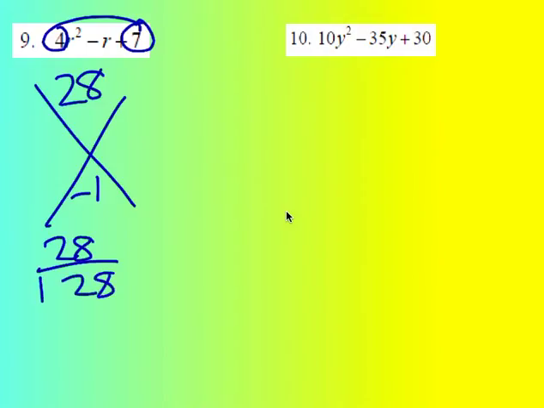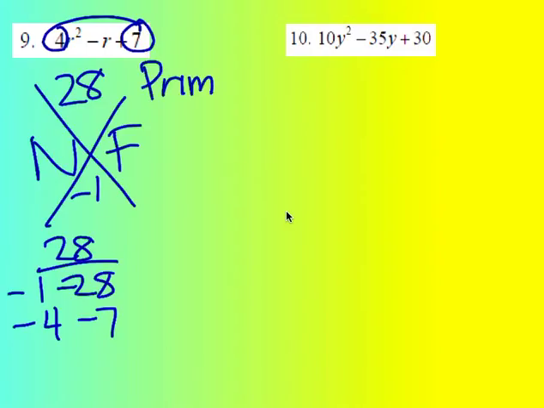So, okay, they both need to be negative. Those are my 4 options if they both need to be negative. And I know they're both negative because the product's positive and the sum is negative. Well, none of those are going to work. So that's not factorable. We can't do that. So we're going to call this one prime. Okay, so this is prime because it's not factorable.